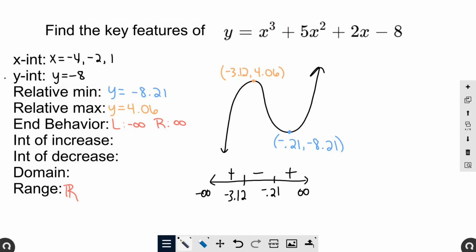Or not. Okay, what are the intervals of increase? And we have another one from good. And what's our intervals of decrease? Very good. So it only decreases in that one spot in the middle. It increases on the two ends. And what do we say for domain? All real numbers. Very good.